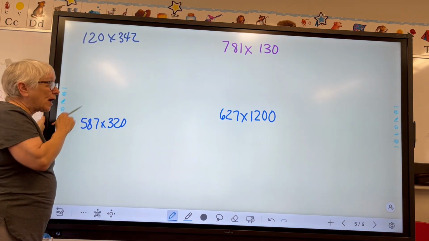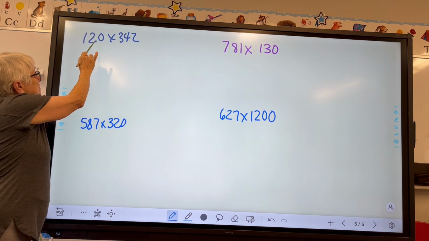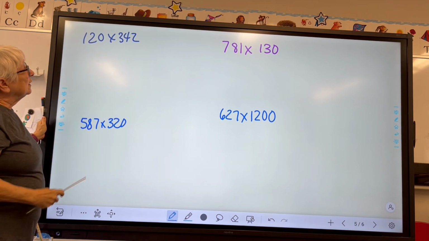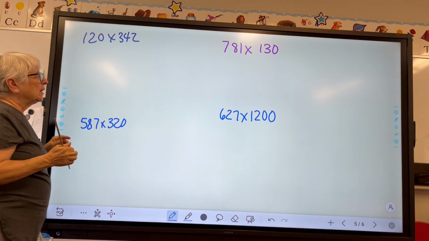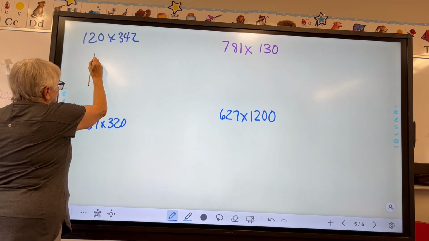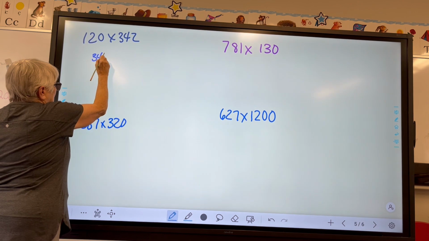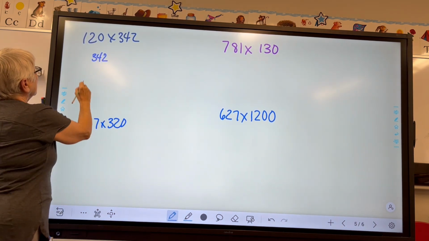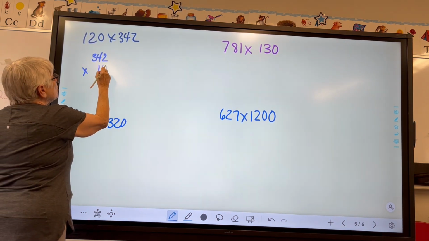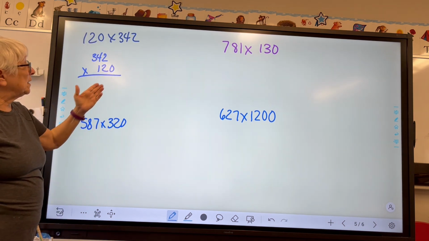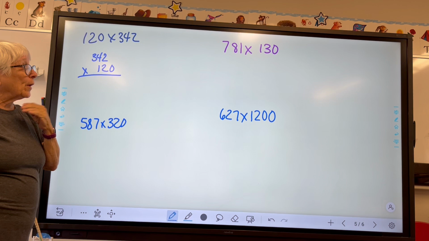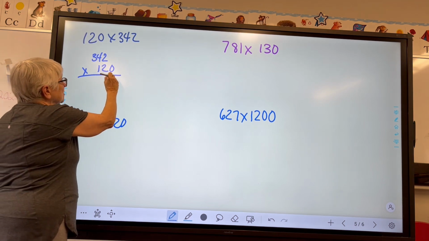because I want to show you how to write this problem when you see a 0 like this. Either one of those can go on the top because it's commutative. So I'm going to put the 342 on the top, and I'm going to put the 120 on the bottom with the 0 hanging out. It's hanging out by itself over here. We hang the 0 and we just bring it down.